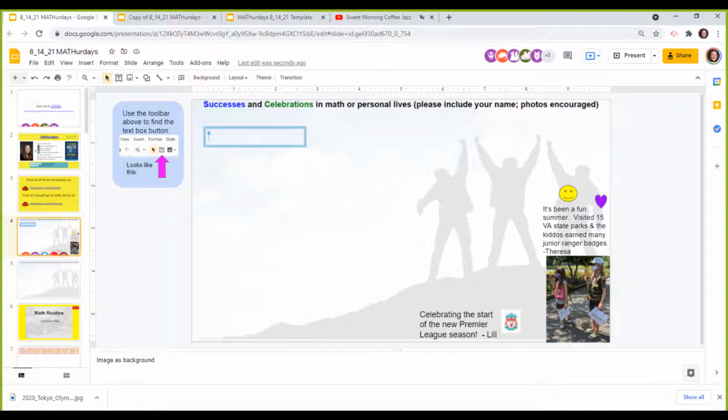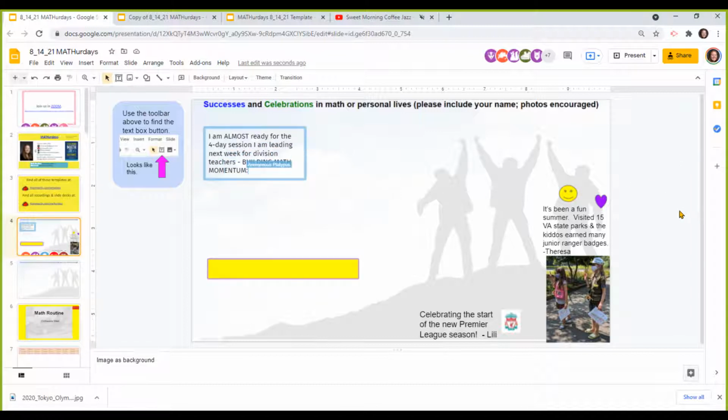And I'll share my little success this summer as a way to still be out and about, but not be in buildings and places like that. My family has visited Virginia State Parks, and we made it to 15 different parks this summer, and the kids have been earning the little junior ranger badges and stuff. So lots of camping, lots of outdoors, lots of mountains, and lots of ocean time.